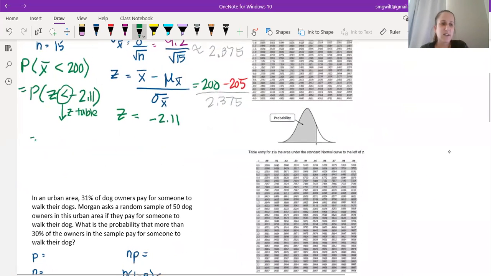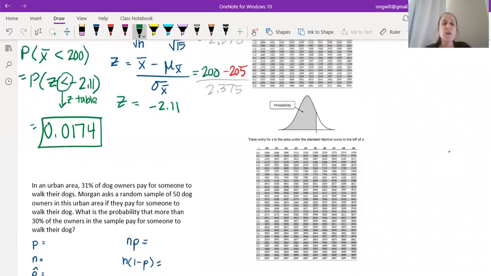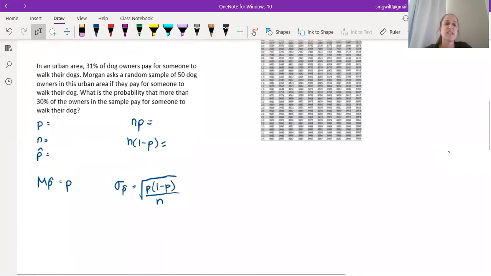Okay, so the answer here is 0.0174. So that was when I was given something approximately normal. In the next problem, I'm going to be given a probability. And so in that, my formulas are a little bit different.